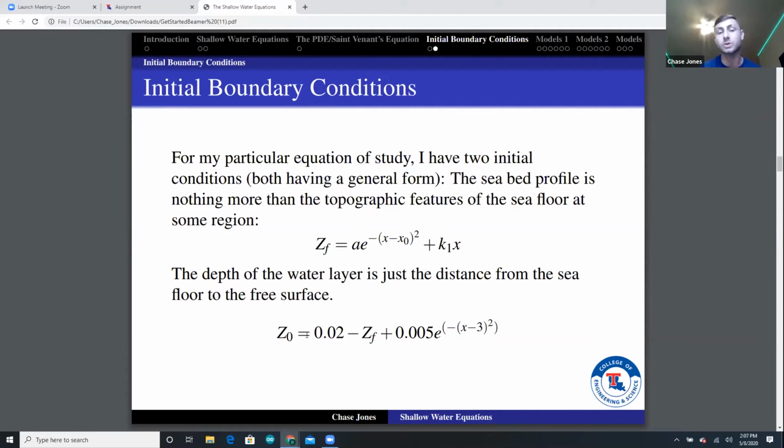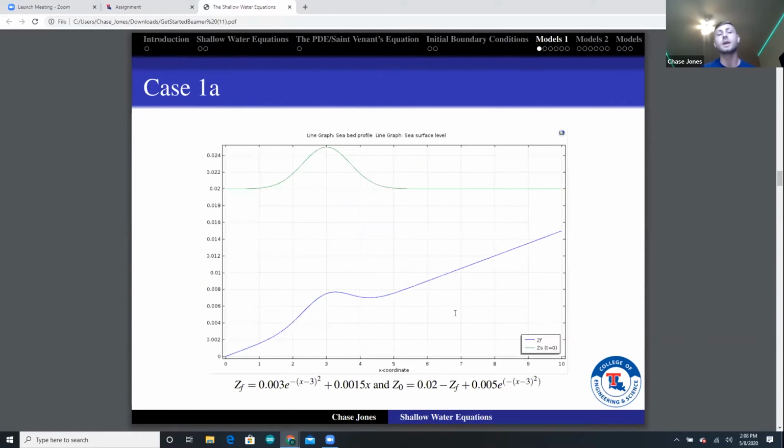The only thing that will change is this 3 here. This 3 should actually be denoted X naught, if you want to think about it like that, and I'm just going to change the location of the extrema here as well. Jumping into the cases, let's get some idea of what these actually look like.